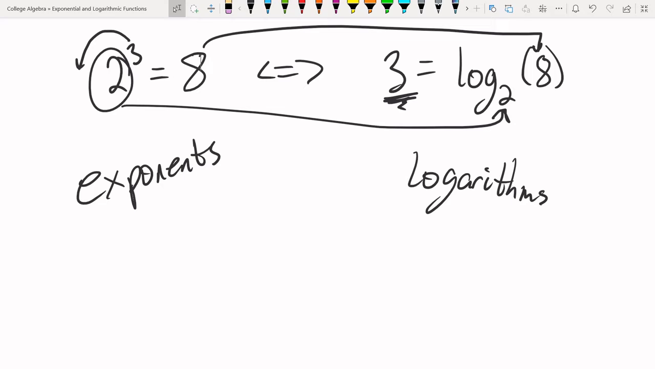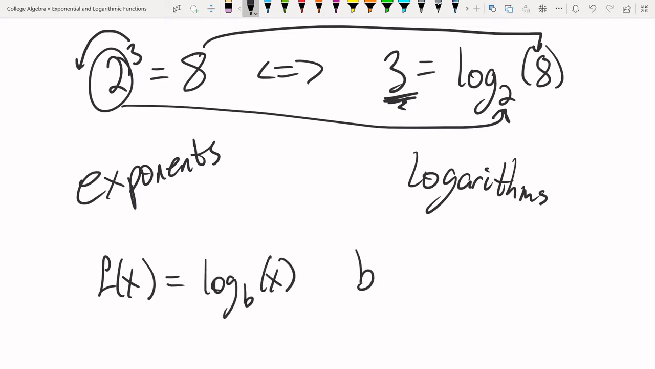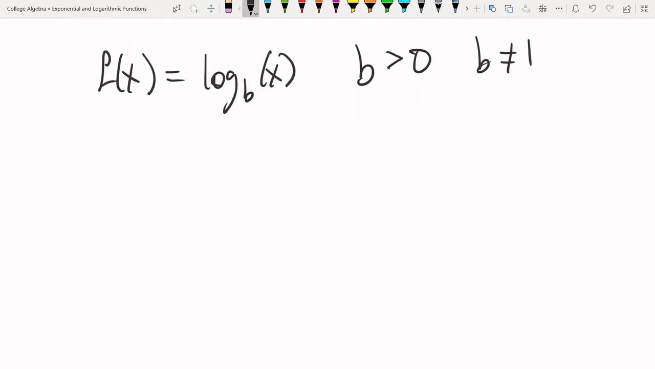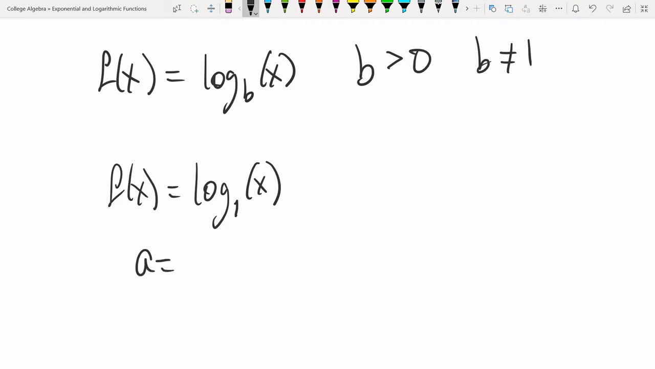Now, there are some specific things we need to be aware of for a logarithmic equation. Namely, that b is greater than 0 and b does not equal 1. If b were equal to 1, you could think of this as something like this. Let's say f of x equals log base 1 of x. Let's actually use specific numbers. I'm going to use m equals log base 1 of n.